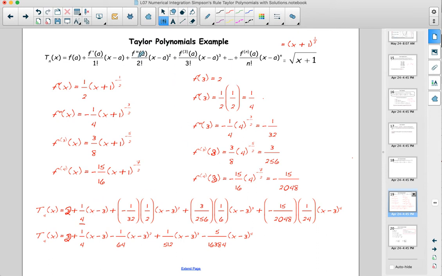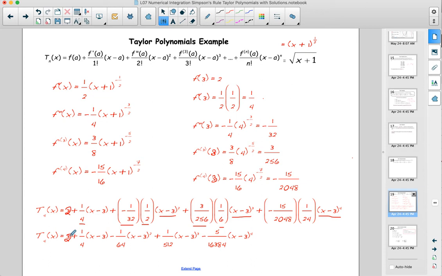And then we need f double prime at a, that's negative 1 over 32. 1 over 2 factorial is 1/2, x minus 3 all squared. Plugging in the third derivative is 3 over 256. 1 over 3 factorial is 1/6, and now the polynomial becomes a cubic. And then the next one would be plus, we need the fourth derivative. The fourth derivative is negative 15 over 2048. We'd have 1 over 4 factorial. 4 factorial is 24, so 1 over 24. And then we've got our quartic here.